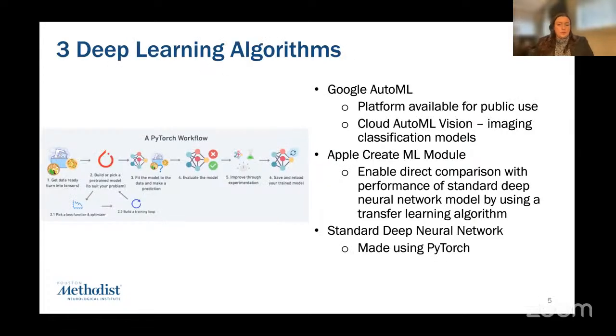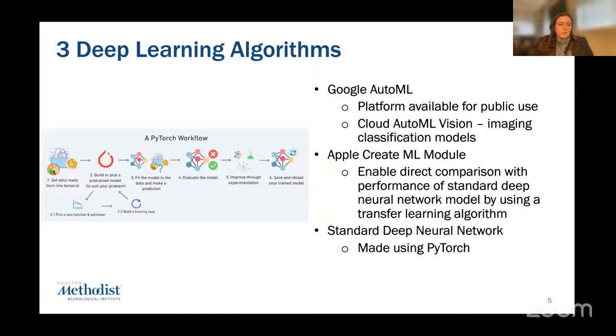So what deep learning algorithms did they use? The first one that they compared was Google Auto Machine Learning, and that is a platform that's available for public use. It uses cloud auto machine learning, this vision subset that is an imaging classification model that they modified, but it's sort of already made for them. And then Apple Create also has a machine learning model, and that allowed them to have a direct comparison with performance of standard deep neural networks and using a different transfer learning algorithm.